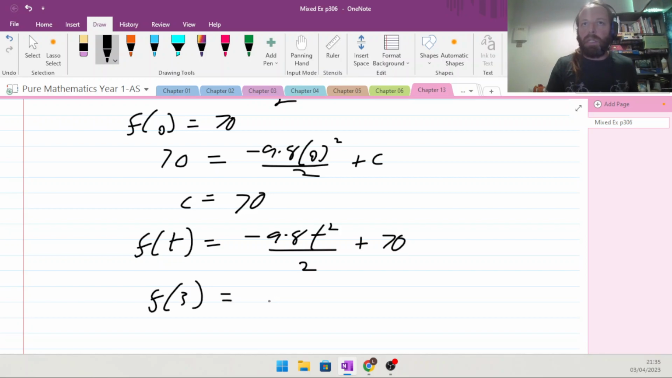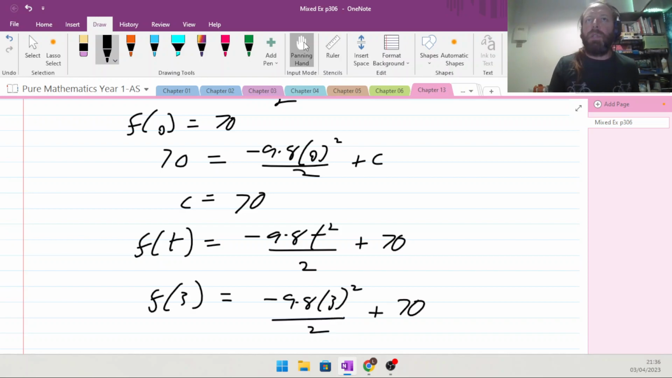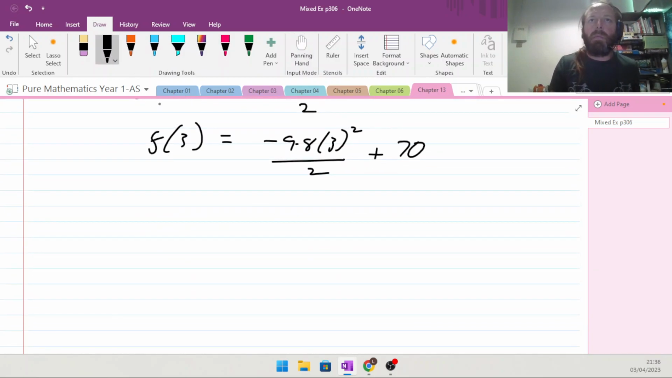So putting 3 seconds into it, minus 9.8 times 3 squared, halved, plus 70. 9.8 times 9 divided by 2. Okay. Plus 70 gives us 25.9 meters. Okay.